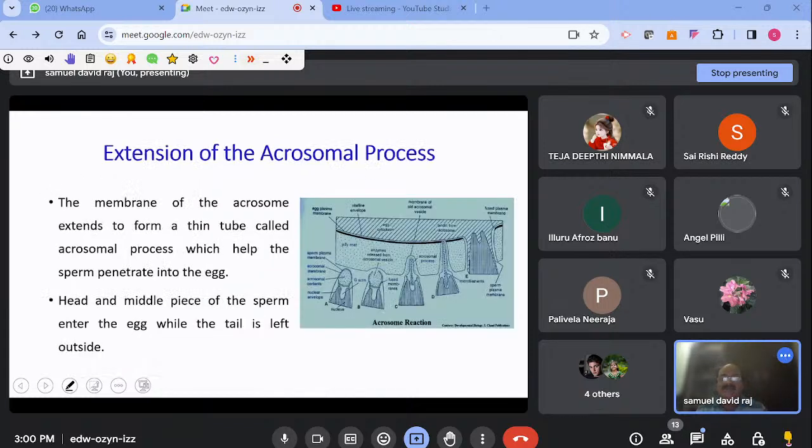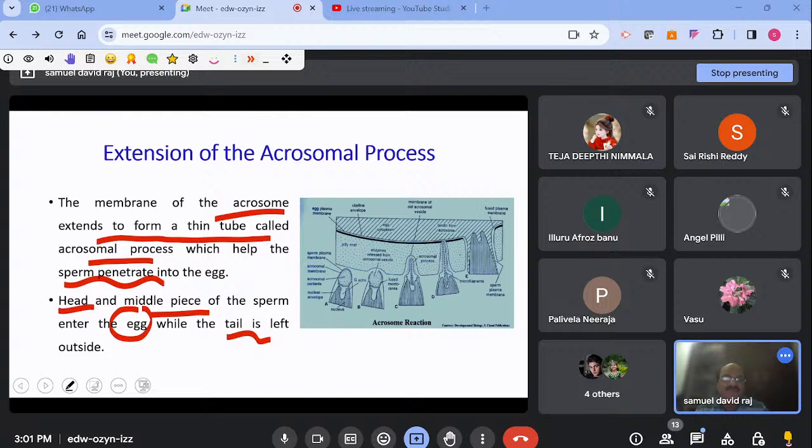Now what happens is extension of the acrosomal process has to take place. So the membrane of the acrosome extends to form a thin tube called the acrosomal process, with which the sperm penetrates the egg. The head and middle piece of the sperm enter the egg, while the tail is left outside. You can observe this here in this diagram. So this black line is the plasma membrane of the egg, and this constitutes the egg cytoplasm.